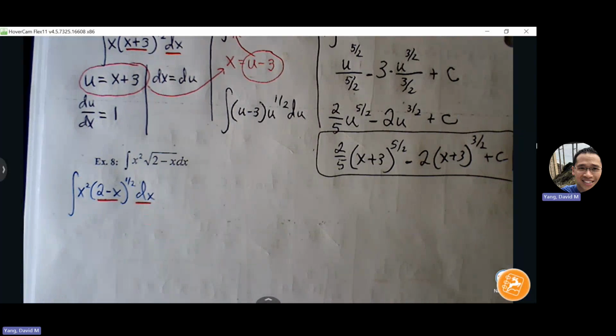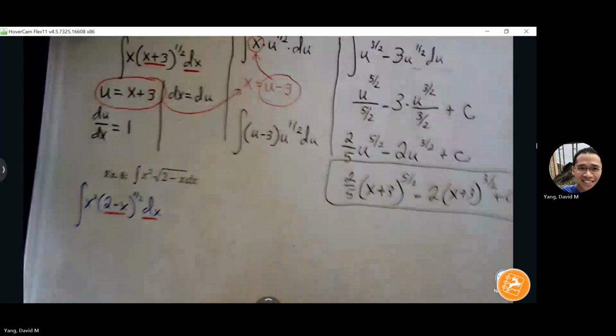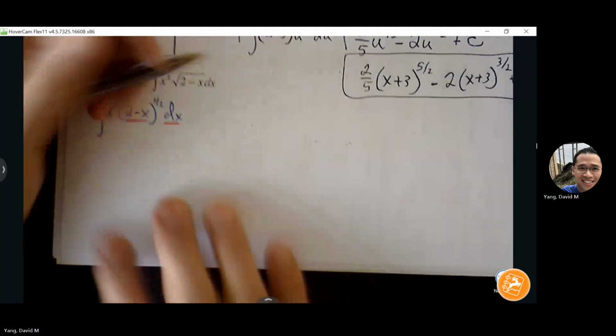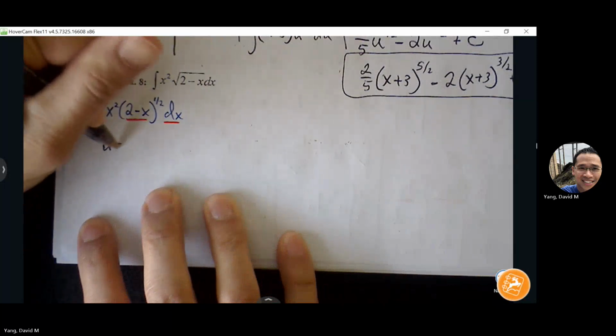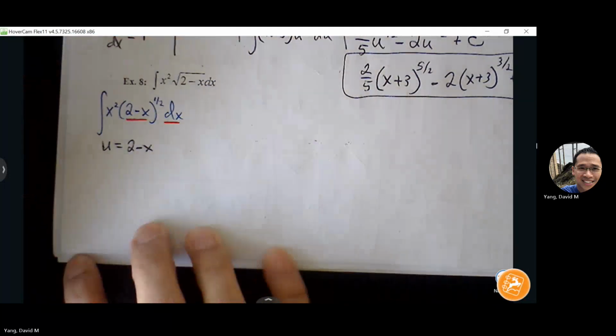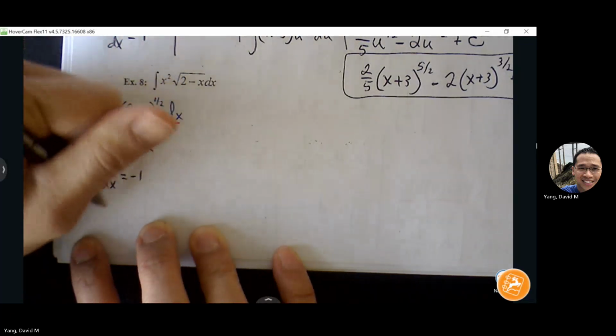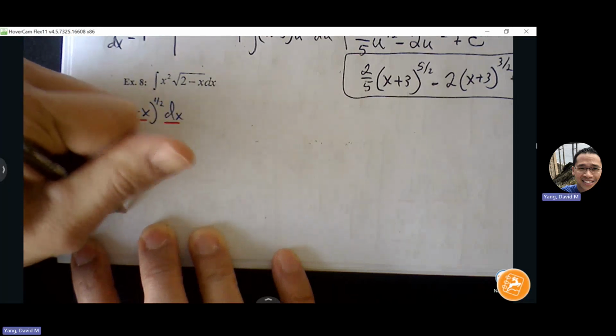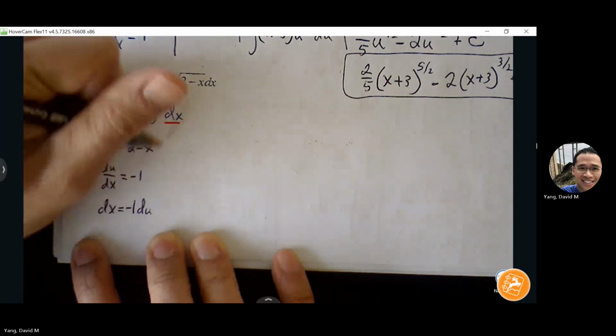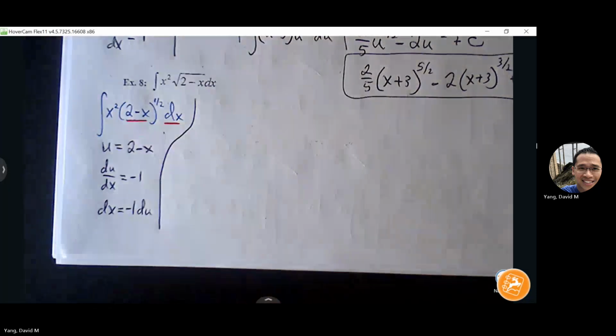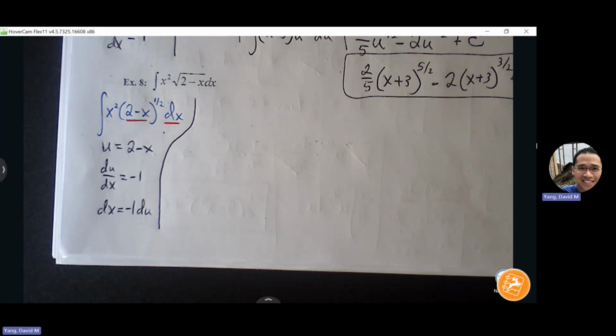Okay, so let's go through our steps. All right, so u equals 2 minus x. Solve for dx. Okay, so when we make our substitutions, our goal is to just replace what we've underlined, but everything else we're going to leave in the problem unchanged.